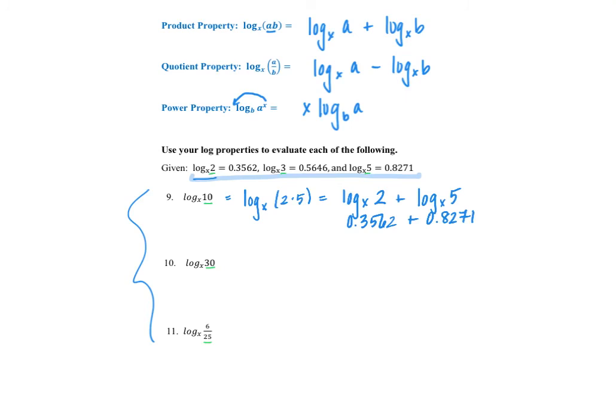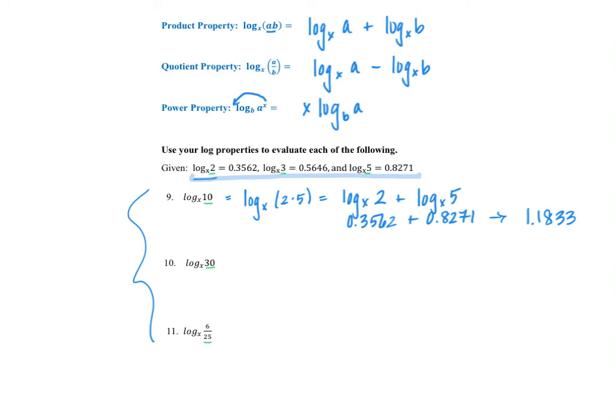So let's add those numbers together. If I have 0.3562 and I am adding 0.8271, that gives me 1.1833. Let's apply that same logic to this one.